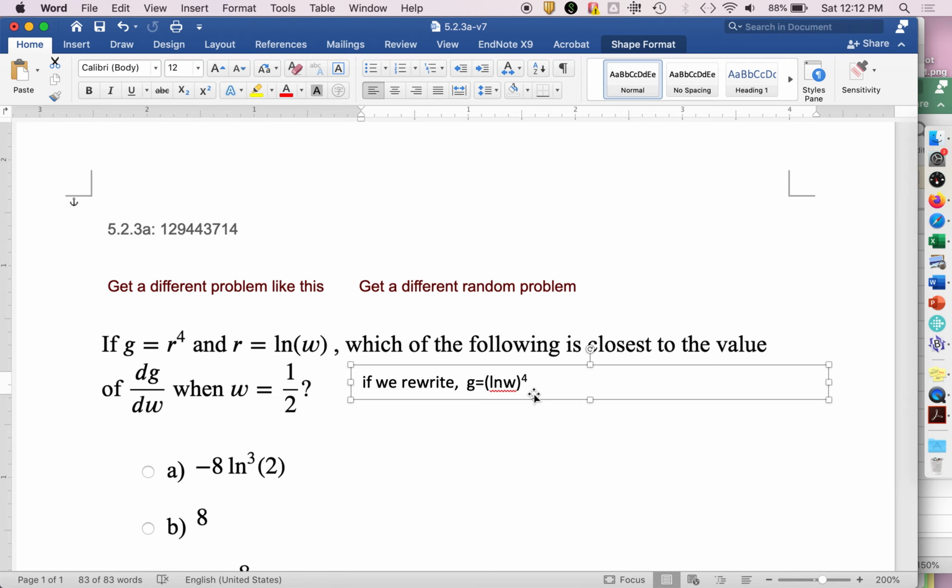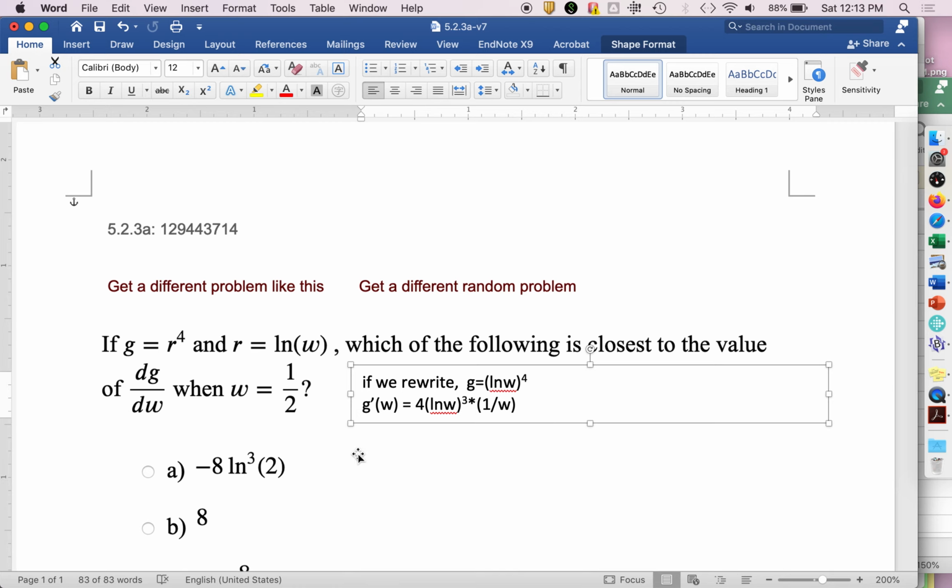Now the chain rule says I start on the outside, so I'll start with the fourth power, and I do that derivative. I leave the inside the same, and then I multiply by the derivative of the inside at the end. So let me do that. I want to do g prime of w. I pulled the 4 in front, because the way you do the derivative of something to the fourth is it's 4 times that something to the third. And then I multiply by the derivative of the inside, and the derivative of natural log of w is 1 over w.